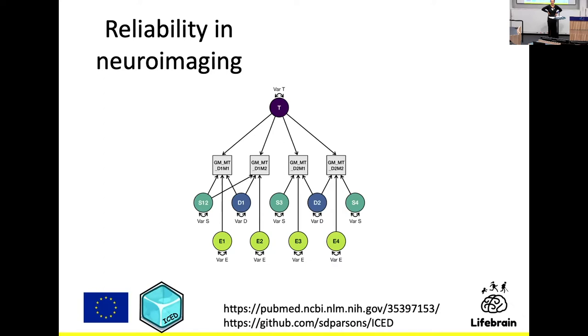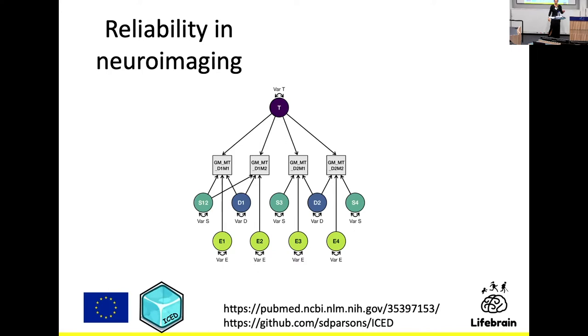There's a larger part of what happened in Lifebrain, methods-wise, evolving around reliability in neuroimaging. I just want to spotlight one or two aspects of it, because I think many of us neuroscientists have asked ourselves how reliable our measures actually are. And this we can basically only know if we measure repeatedly. And then we can separate the variance into the true score and other sources of variance.